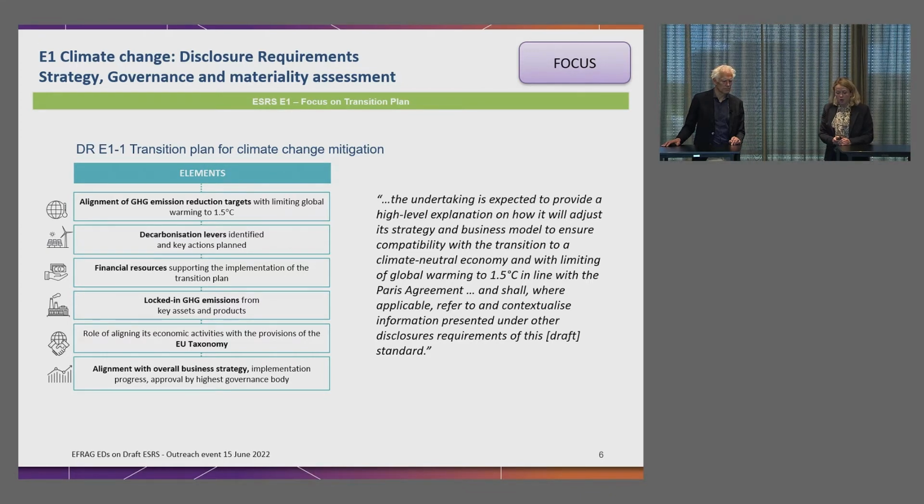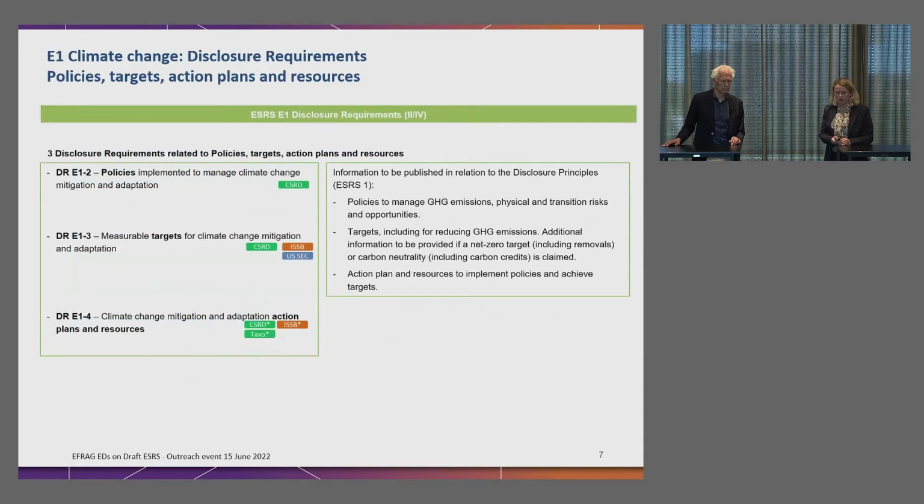We have to prove that we walk the talk, that we actually allocate specific investments and resources to the transition plan. We also need to disclose information about locked-in greenhouse gas emissions, make references to the requirements of EU taxonomy, and also show, again similar to other standards, how this is aligned to the overall business strategy and how the whole process is intertwined. So please pay attention to this part. It's a very important element of the standard.